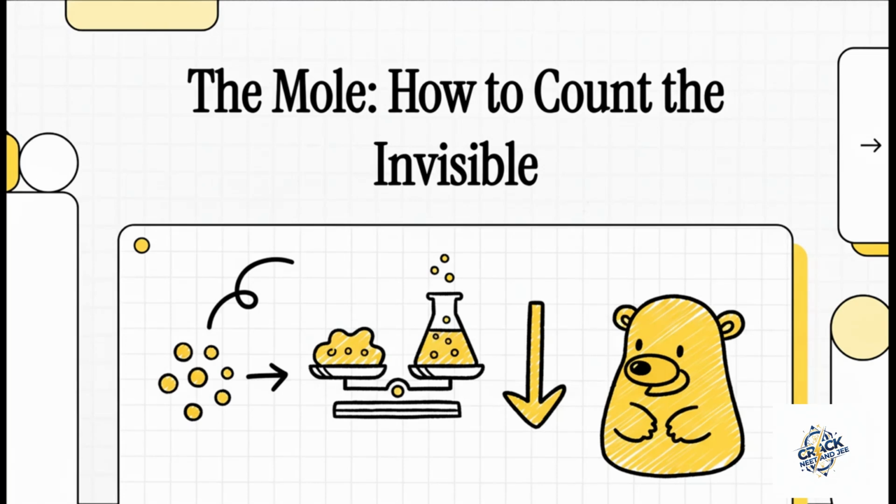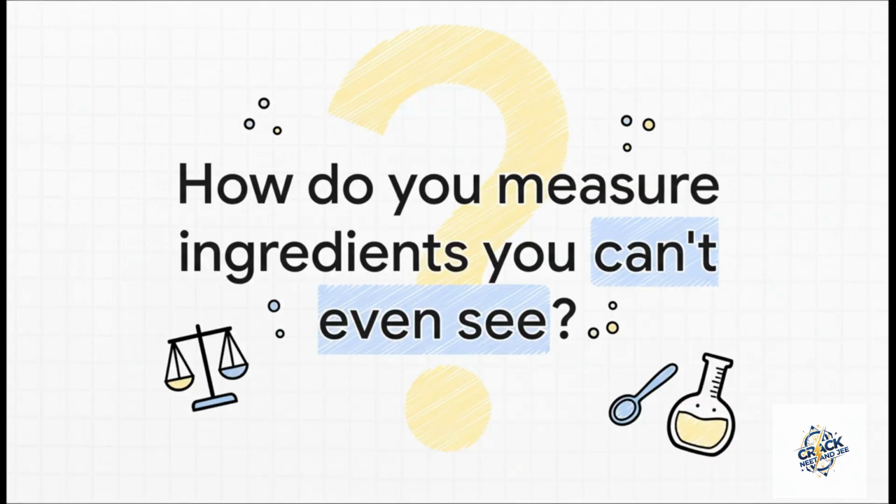Hey there, and welcome. Today, we're tackling one of the biggest, most important ideas in all of chemistry. It's a tool that lets scientists count things that are, well, completely invisible. So, how in the world do they do it? Let's get into it.